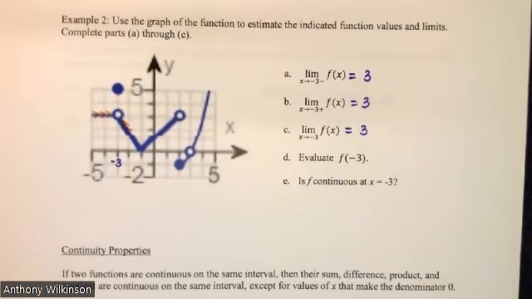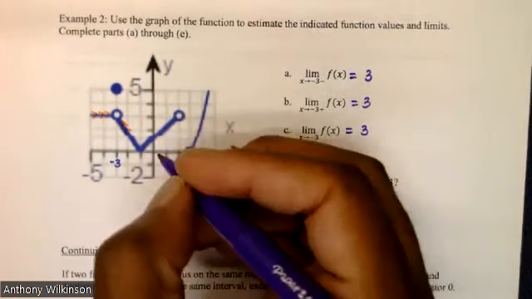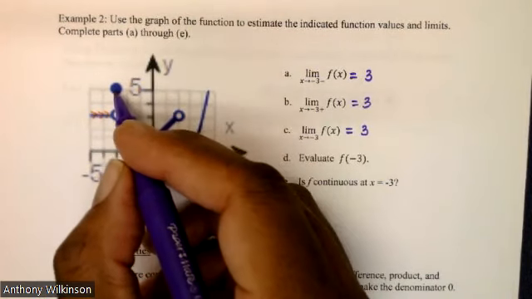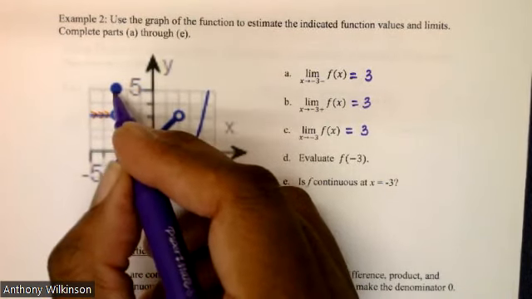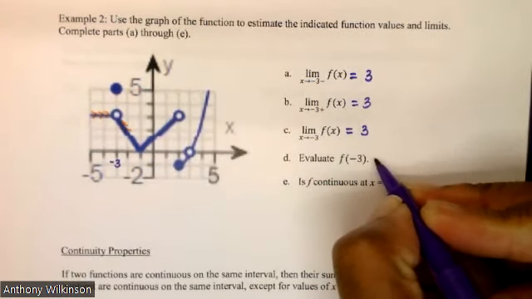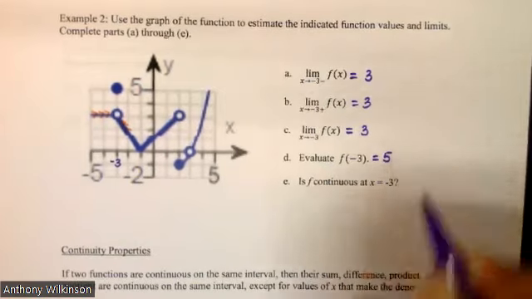Now let's evaluate f of -3. Let's take a look at that. At -3, here's a point right there at the y value of 5. So f of -3 is equal to 5.